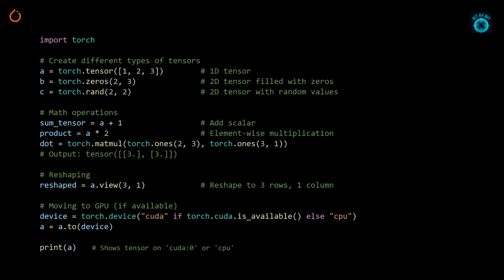We reshape a tensor using .view. In this example, we change a one-dimensional tensor into a column vector with 3 rows and 1 column.